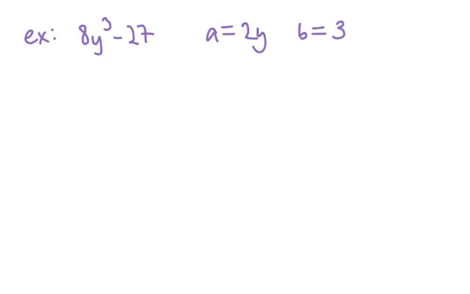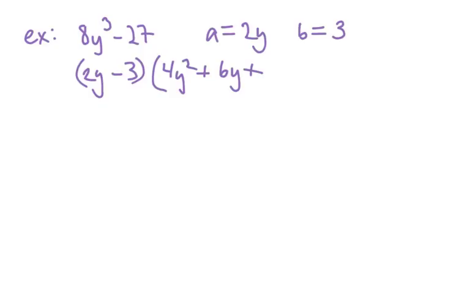Remember, it's A minus B, so 2y minus 3 times A squared, which is 4y squared, plus AB. In this case, AB is 6y, so plus 6y, and then always positive, B squared is plus 9. Okay? So put that example into your notebook, please, and we'll do another one.